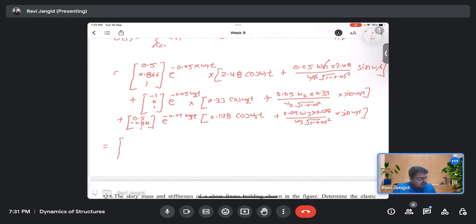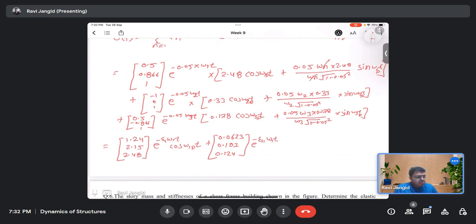So if you simplify this, I can write the final answer. You can do it later. That would be 1.24, 2.15, 2.48 into e raised to power minus xi 1 omega 1 t cos omega 1 d t, keeping xi the same, plus 0.0623, 0.17107.124 e raised to power minus xi 1 omega 1 t sin omega 1 d t. Okay.